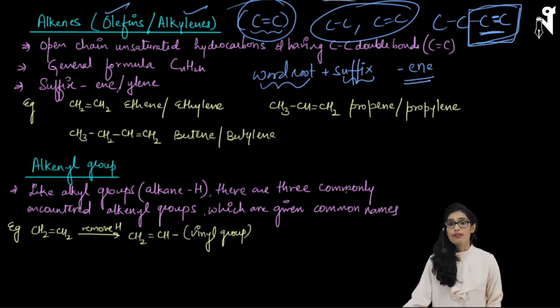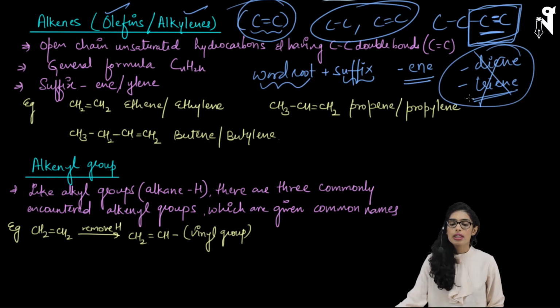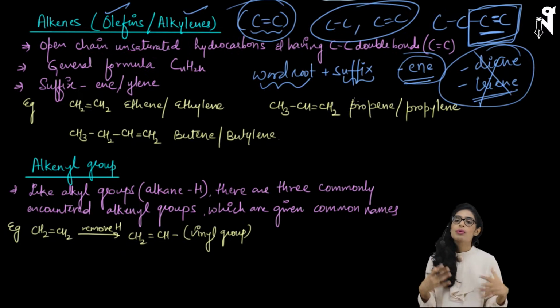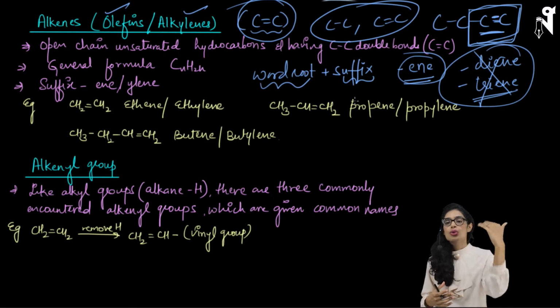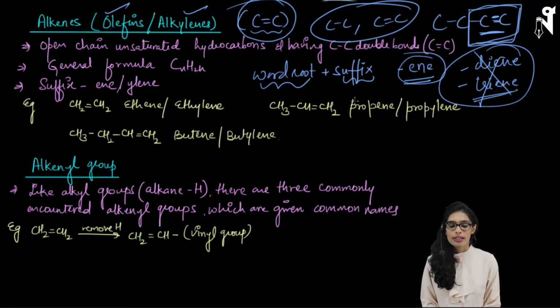By the way, if you have 2 double bonds, then this will become diene. If you have 3 double bonds, then it will become triene, and so on. But we will deal with it later on, so you don't have to worry about it right now. Just ignore this. We will be talking about just -ene right now, and when we start naming, we will do multiple combinations of 2 double bonds, 3 double bonds, and so on. Right now, let's simplify things and understand.